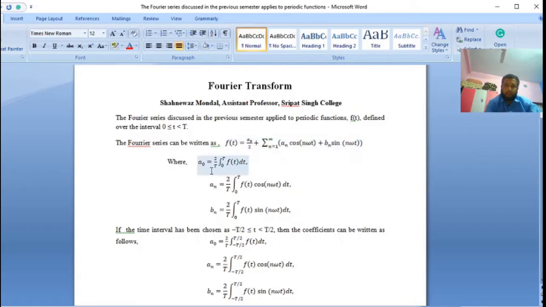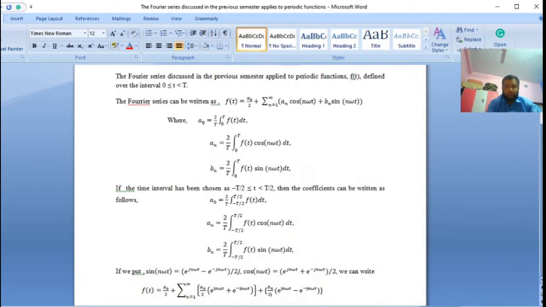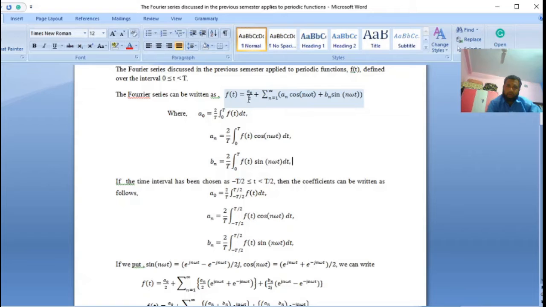And we know the coefficient a0 is equal to 2 by T integration with limit 0 to T of f(t) dt, an is 2 by T integration over 0 to T of f(t) cos n omega t dt, and bn is 2 by T integration over 0 to T of f(t) sin n omega t dt. So these three integrations will give us all the coefficients a0, an, and bn.